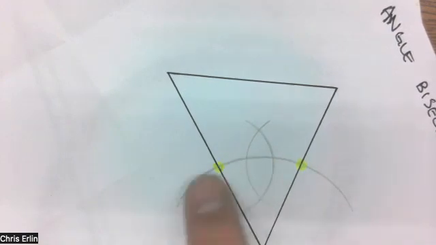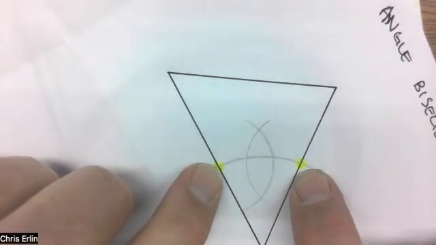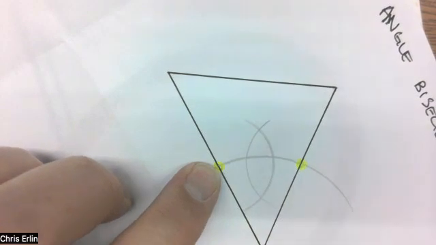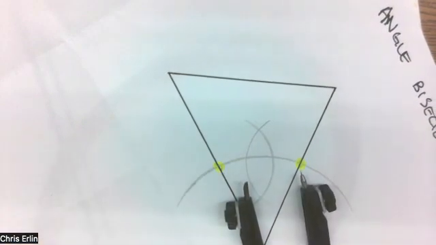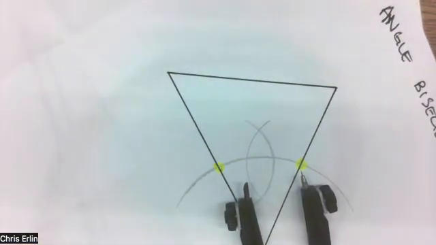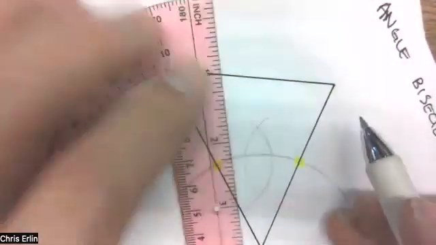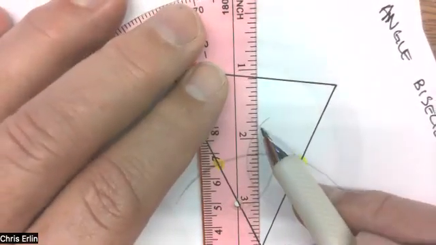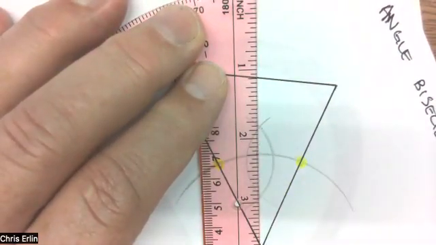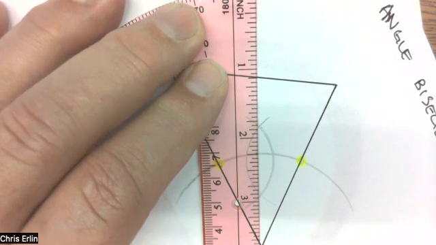The reference arc can be any size. And now you go from both of these two points more than halfway to the other one. And when I connect these two endpoints of the football, it should go through the vertex of my triangle.